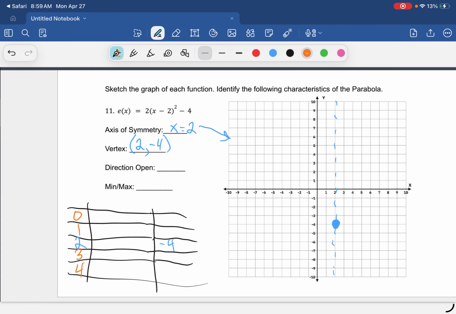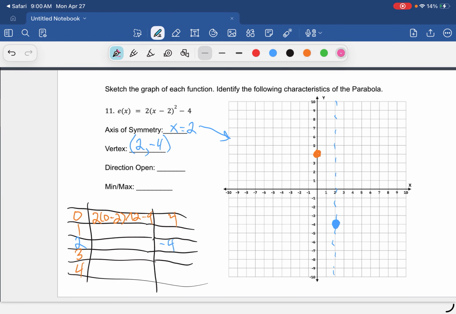So what that's going to look like is I'll start with 0. I would take 2 parenthesis, and then instead of x minus 2, I would do 0 minus 2 squared minus 4. And I would grab a calculator, and everything I just wrote, I'm going to type. So 2 parenthesis, 0 minus 2 squared minus 4. Okay, when I get that, I get 4. So I would graph the point 0, 4.